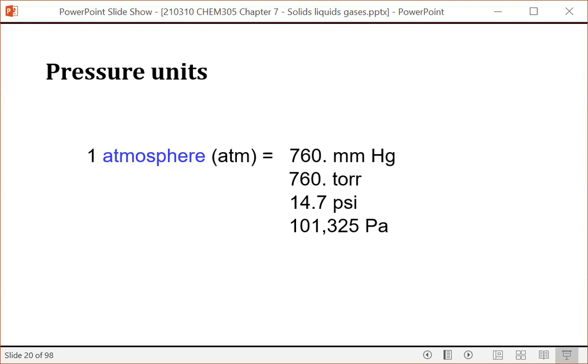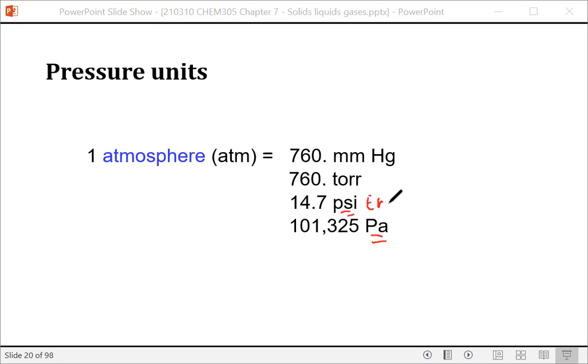Okay, so pressure has lots of units. The one we're going to be using most often in the gas laws is atmospheres, which is abbreviated ATM. So 1 atmosphere equals 760 millimeters of mercury. 1 atmosphere also equals 760 torr. 1 atmosphere is equivalent to 14.7 psi, pounds per square inch. And 1 atmosphere is also equivalent to 101,325 pascals. So if you take physics, pressures are typically given in pascals.